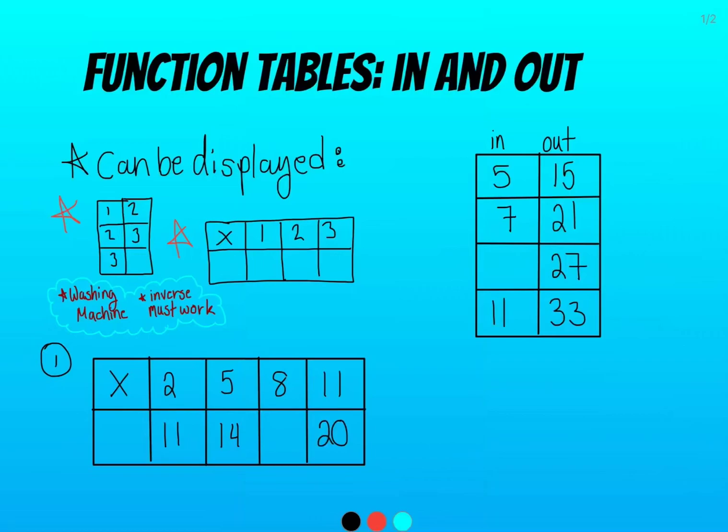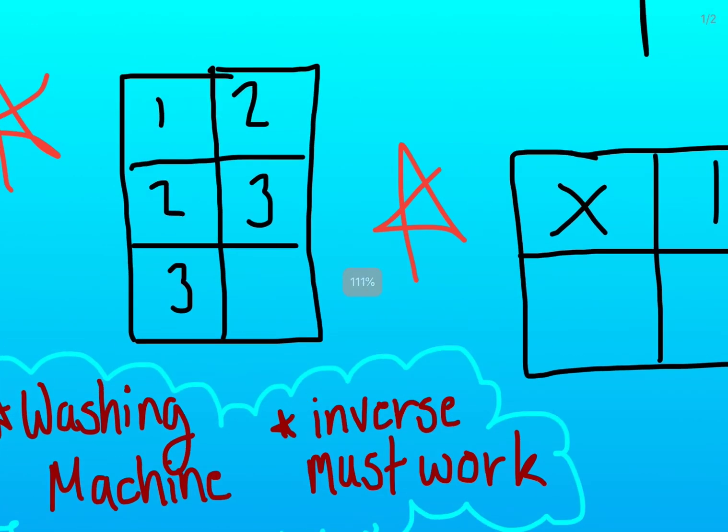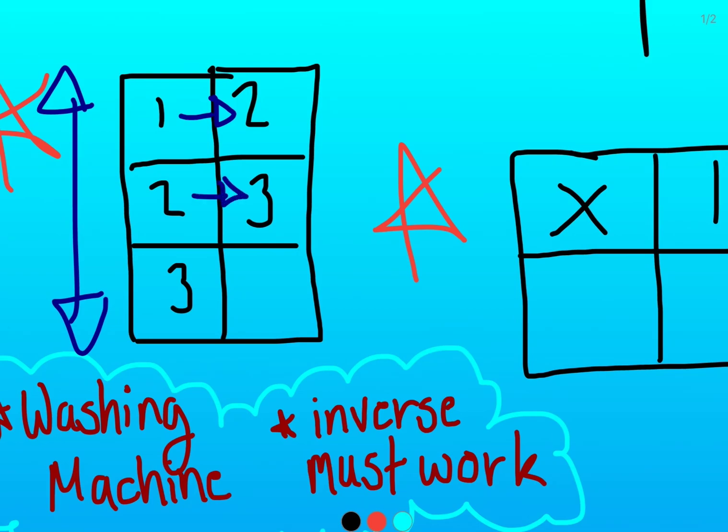Function tables. These are commonly referred to, especially, I see it a lot on worksheets, as in and out tables. There's a few different ways they can show you the information. It's almost always going to be displayed on a table. They might show you the information vertically, which means you're going to have more rows than you are columns, and it's going to come in a 1, out a 2, come in a 2, out a 3, and come in a 3 and out a question mark, which is an example of something you might have to work with.